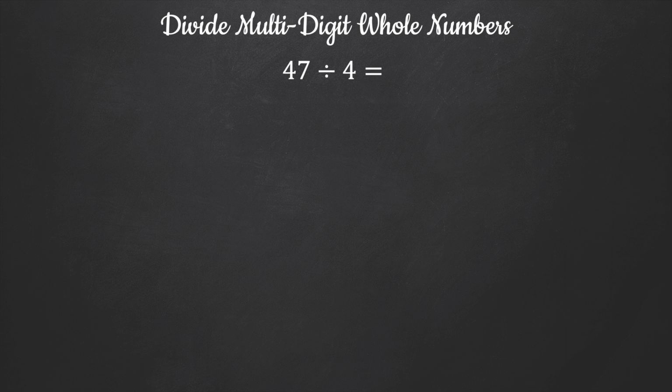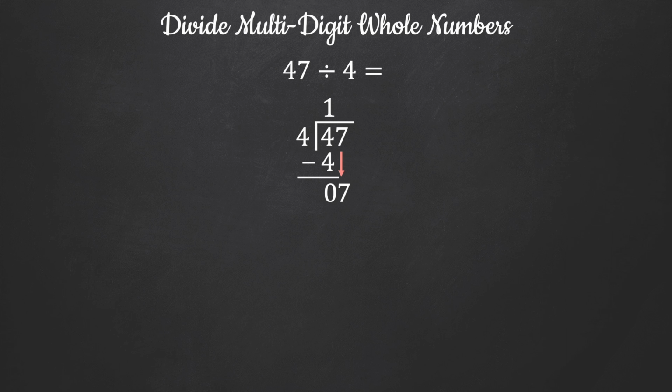So let's go ahead and divide. So 47 divided by 4, our dividend is 47 and our divisor is 4. And then we ask ourselves, how many times does 4 go into 4? And 4 goes into 4 one time because 4 times 1 is equal to 4. So we're going to go ahead and write that 4 there. 4 minus 4 is equal to 0. And then we're going to go ahead and bring down that 7.